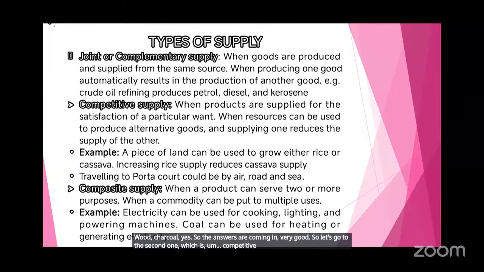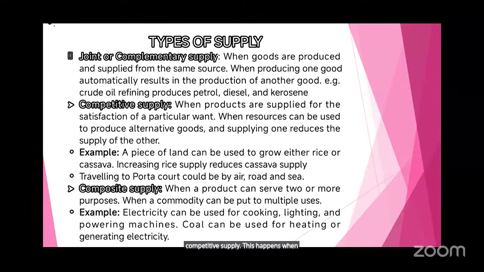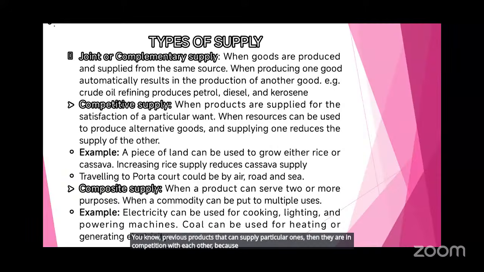Competitive supply. Competitive supply happens when products are supplied for the satisfaction of a particular want. Products are supplied in order to satisfy a desire. That means that, in most cases anyway, when you have various sources that can supply various products for a particular want, then they are in competition with each other because they can satisfy the same want.